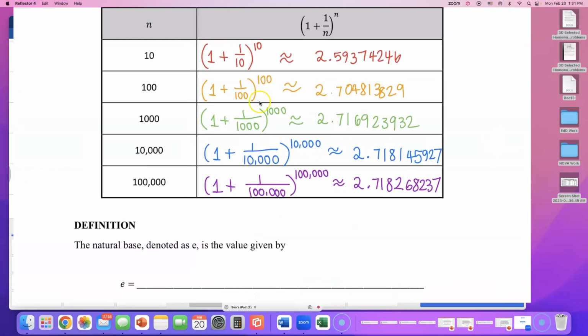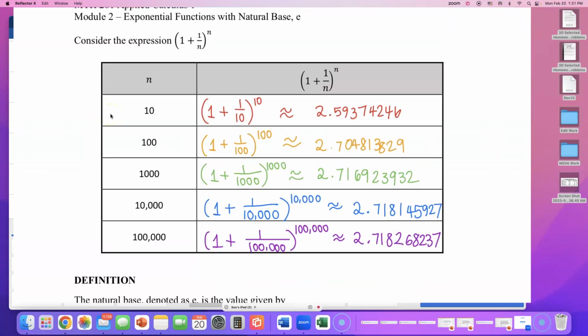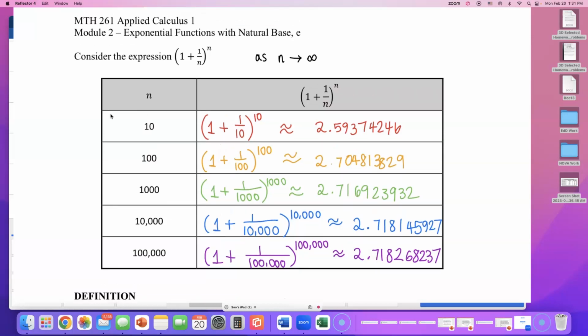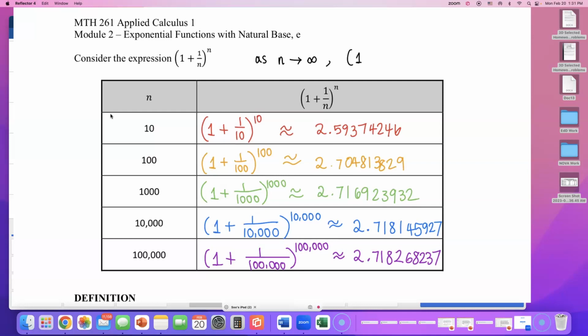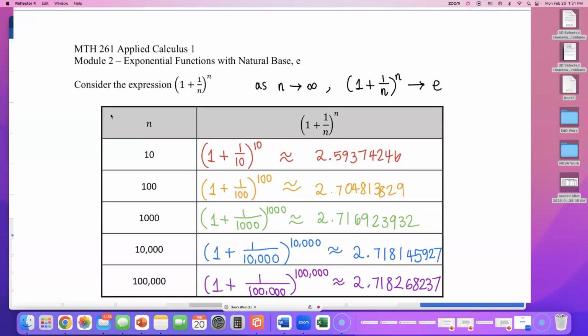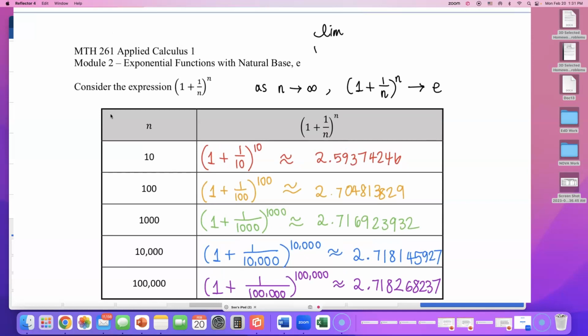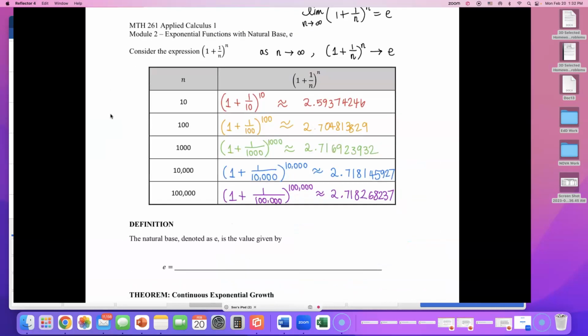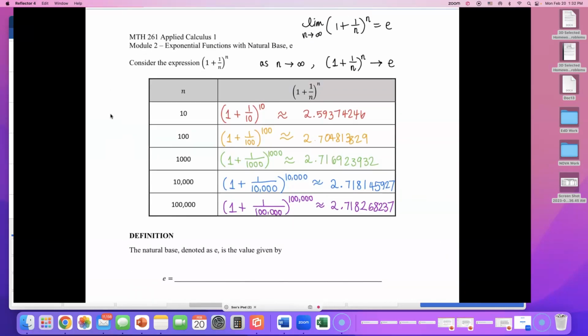So as n increases and approaches positive infinity, this factor 1 plus 1 over n raised to the nth power was approaching e. Okay, so this is a limit, right? The limit as n approaches infinity of 1 plus 1 over n raised to the nth power is e. So that's why we are using e when we are looking at situations of continuous compounding.